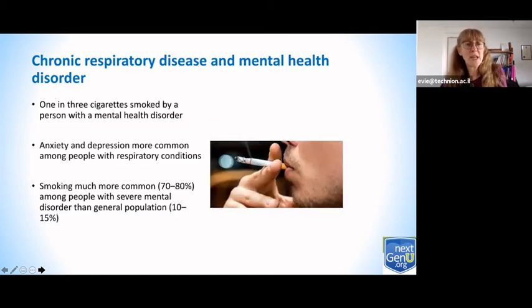What about chronic respiratory disease and mental health disorder? Well, interestingly, 1 in 3 cigarettes smoked is smoked by a person with a mental health disorder, and anxiety and depression are more common in people with respiratory conditions. Smoking is much more common, 70 to 80%, among people with severe mental health disorders than the general population, when it's only around 10 to 15%.